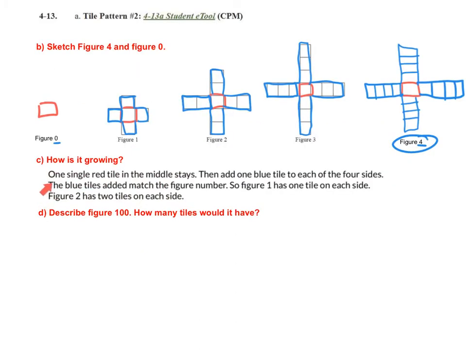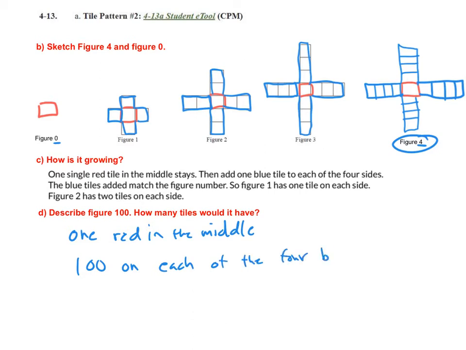So I just added how I would describe this. I said one single red tile in the middle stays, then add one blue tile to each of the four sides. The blue tiles added match the figure number. So figure 1 has 1 tile on each side, and figure 2 has 2 tiles on each side, and so on and so forth. So describing what figure 100 would look like, well, I described much the same way. So it would be 1 red in the middle, and then I would just say that I would have 100 on each of the 4 blue extensions.